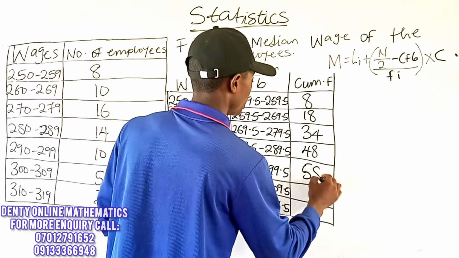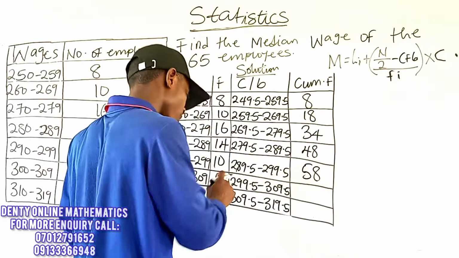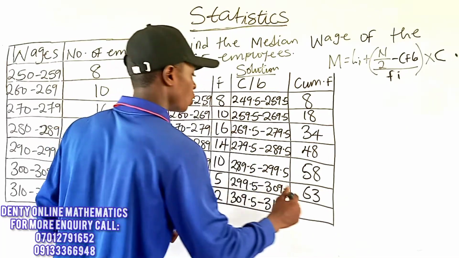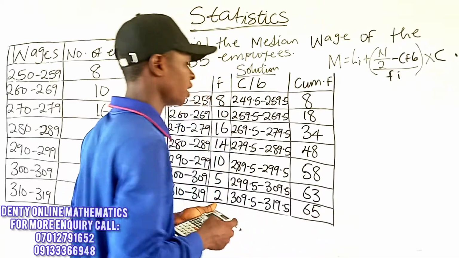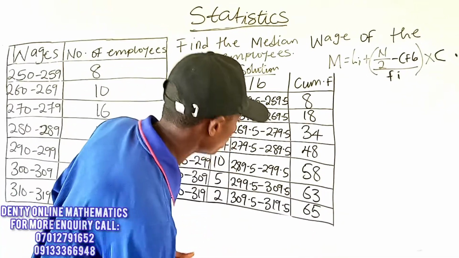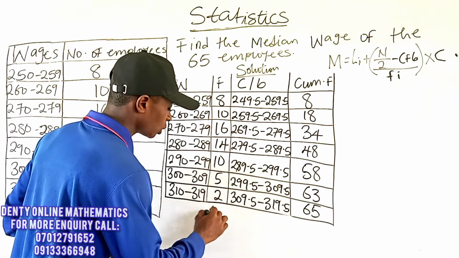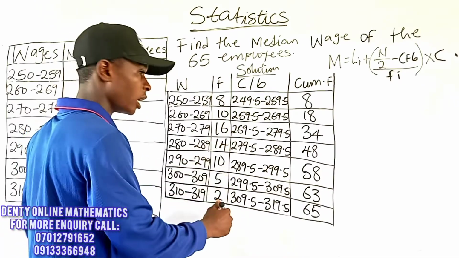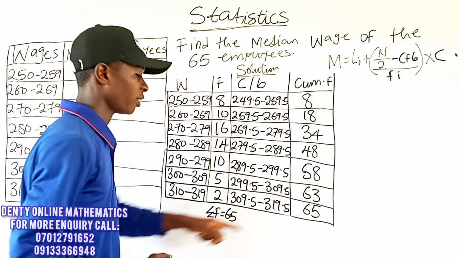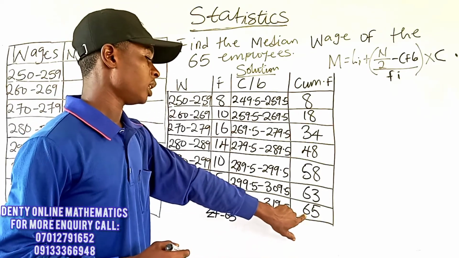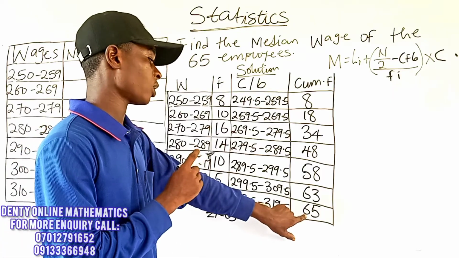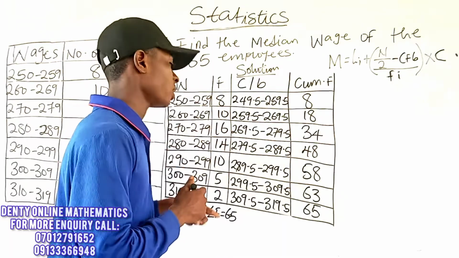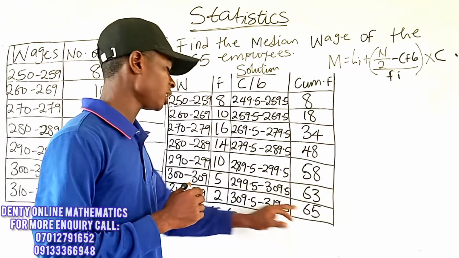58. That 58 that you have here, add it plus 5. You are going to have 63. That 63 that you have, add plus 2. You are going to have 65. Which means, this is what you need to note also: your total frequency, summation of f, if you add all of these frequencies together, is 65. Can you see the last row of the cumulative frequency column? The last value there is 65, which means if this does not correspond with your total frequency, then something is wrong. But you can see the two are the same.